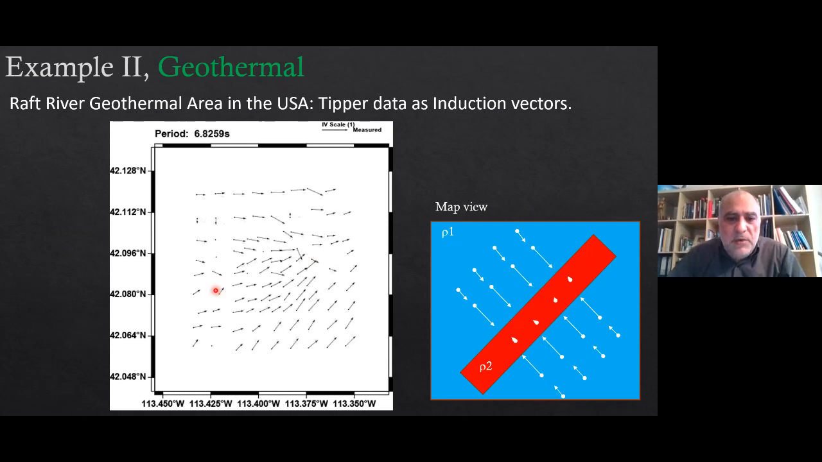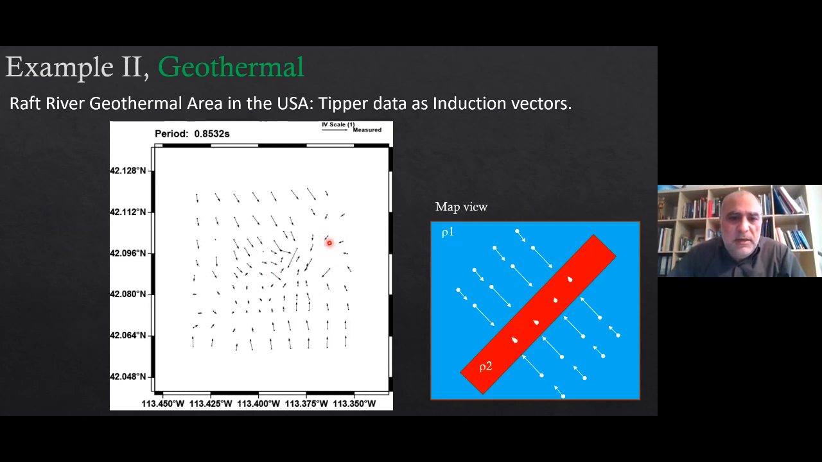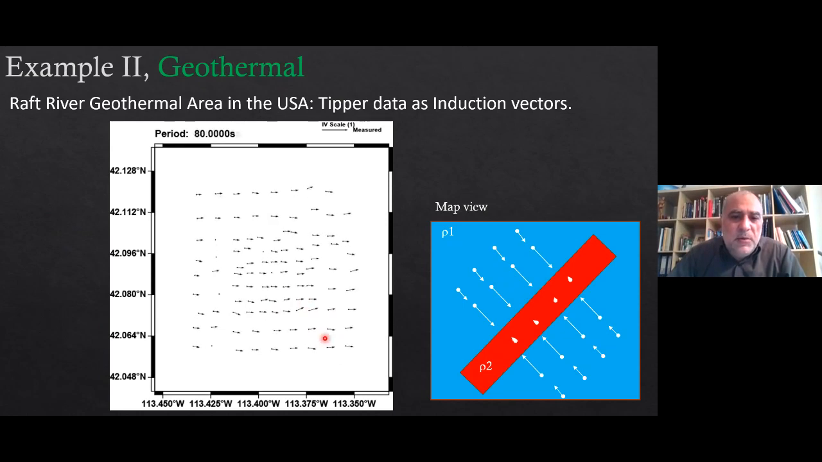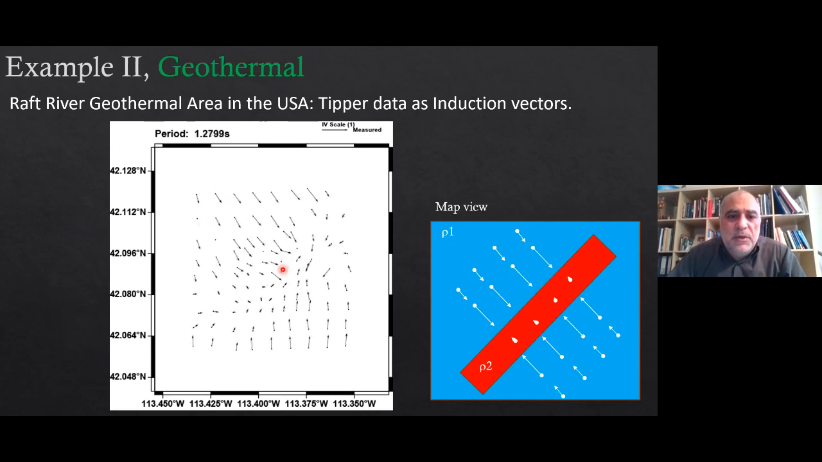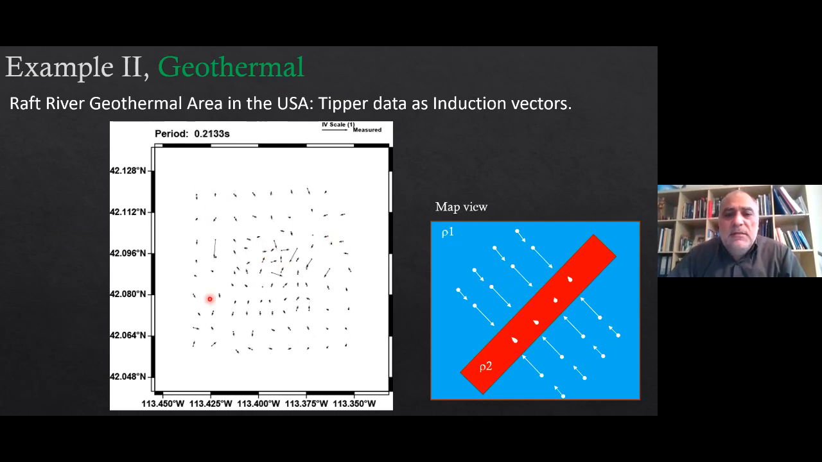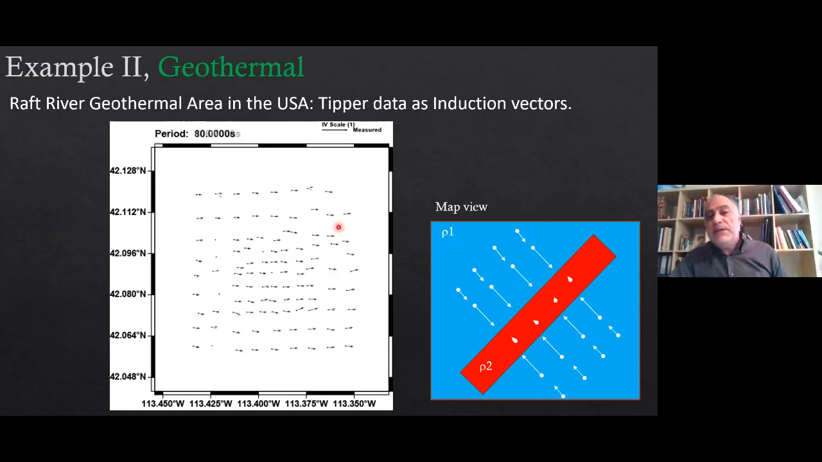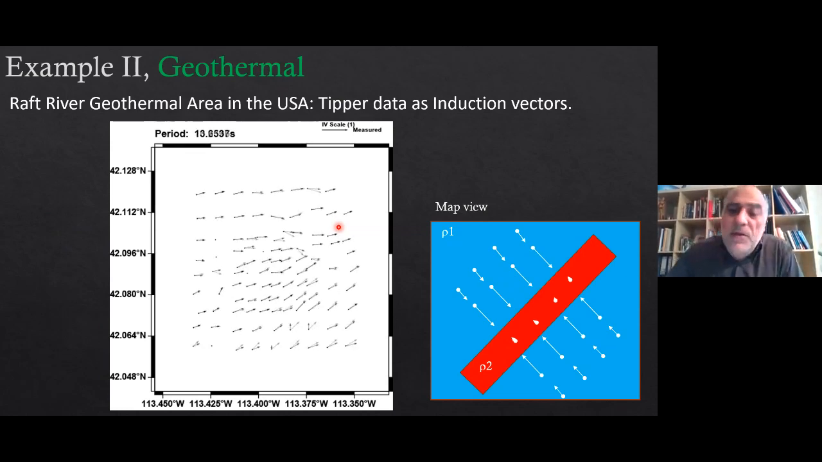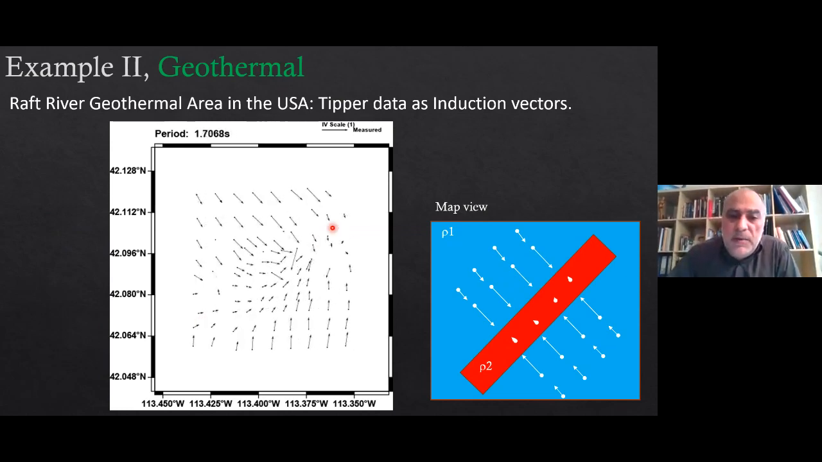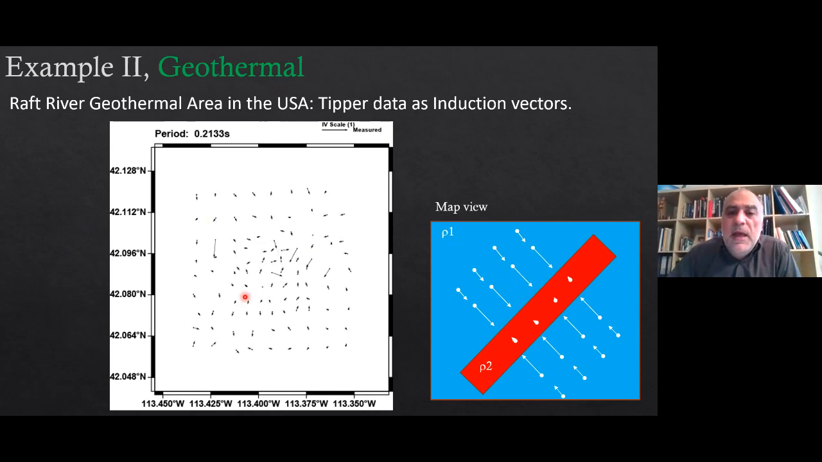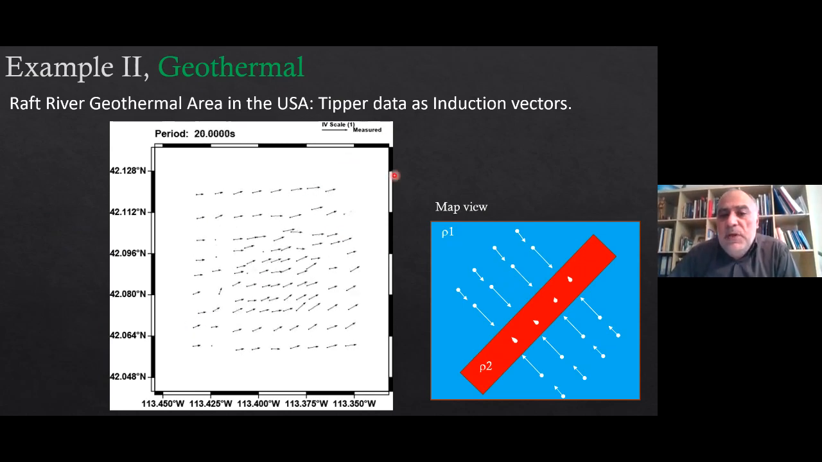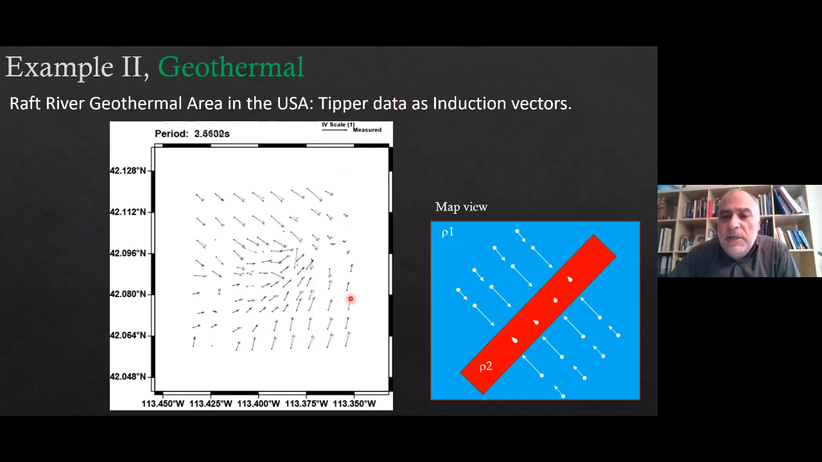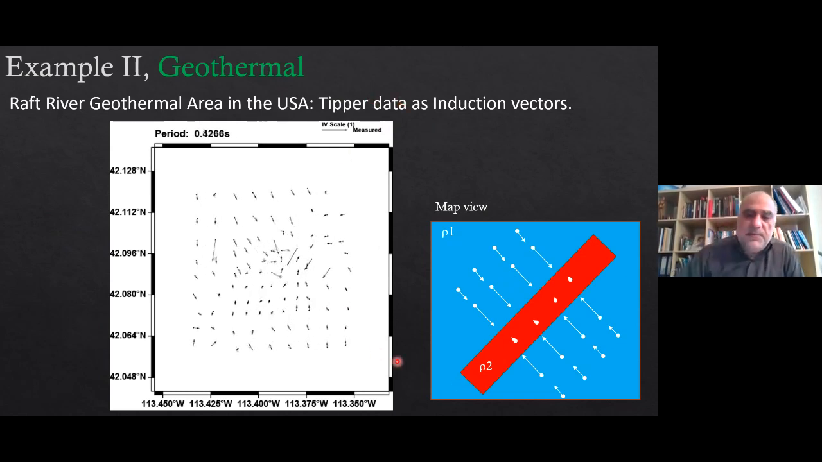If you can see my pointer, just keep looking at this part here, and you will see that all the induction vectors in that part are pointing that way. And in the northwestern part, they are pointing to the center. This gives you an indication that at a certain depth, you are expecting some conductive anomaly running in that part here. And at deeper sections, you will expect to see some conductive anomaly located to the east.